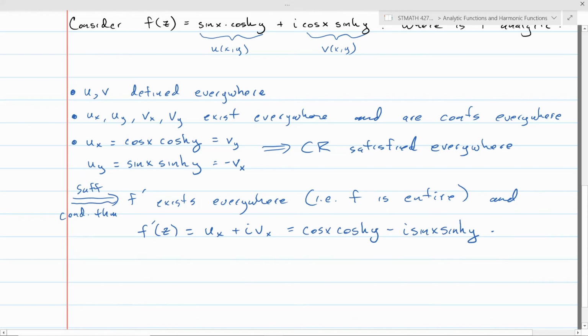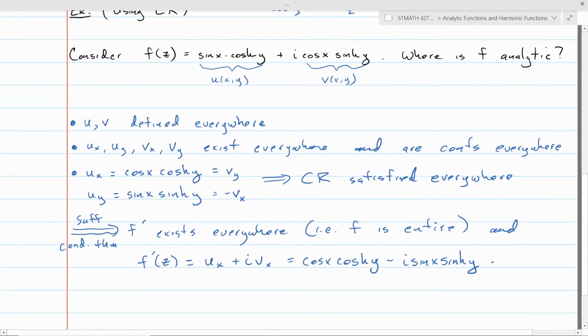So the point of this example is that because we had this sufficient conditions theorem for differentiability that involved the Cauchy-Riemann equations, you can tell if a function's analytic by looking at Cauchy-Riemann. And in this case, we were able to deduce that the function was entire because it was differentiable everywhere.